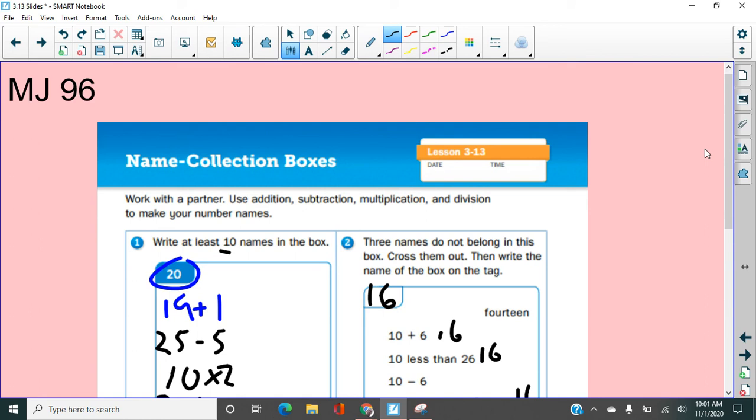All right, third graders. That's where we're going to wrap up. This is a lesson about name collection boxes and finding expressions that are equivalent to each other. If you need any help on anything, be sure to reach out. Let me know. And good luck.